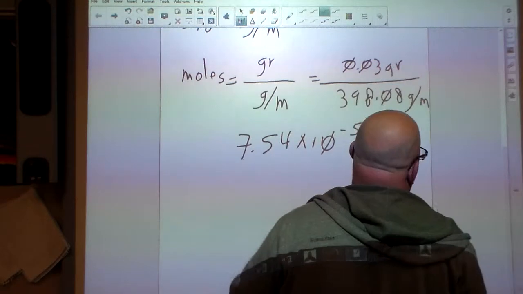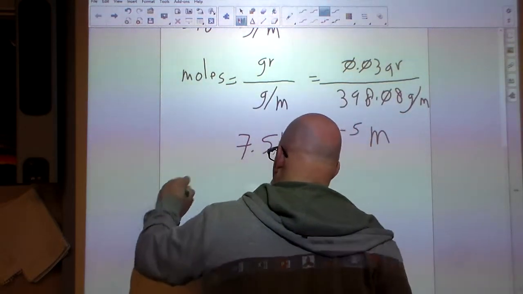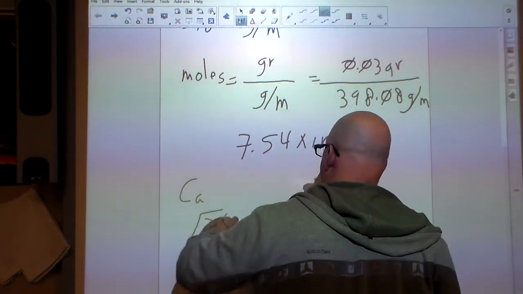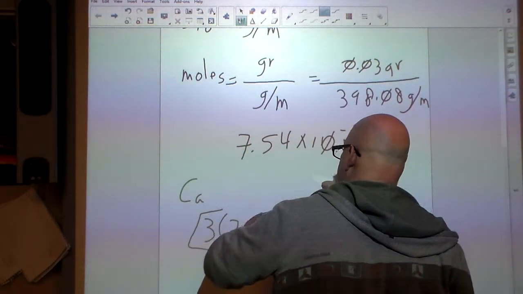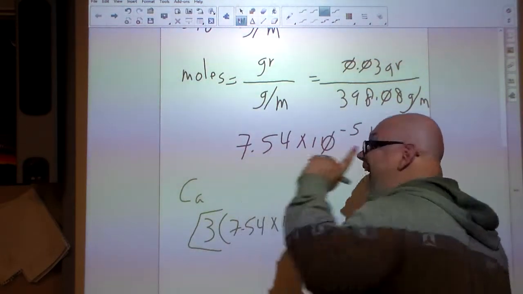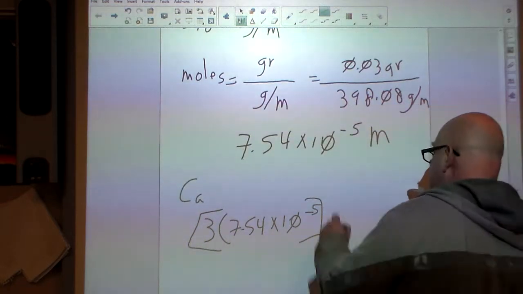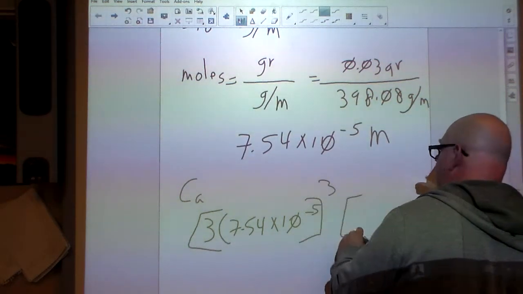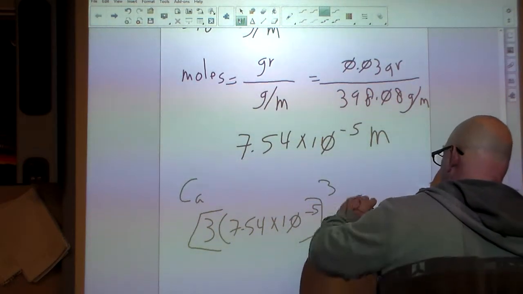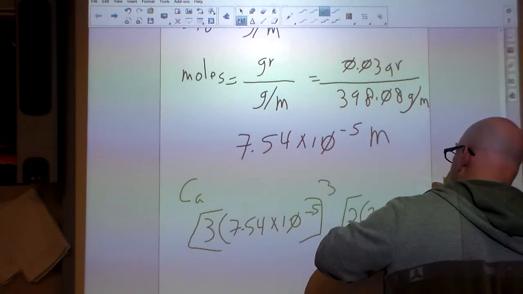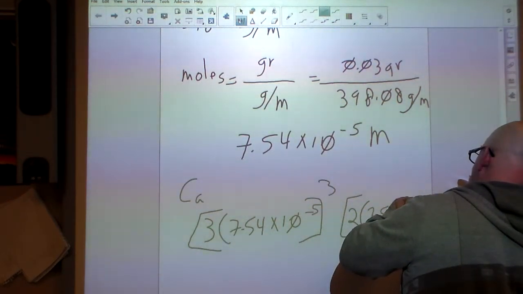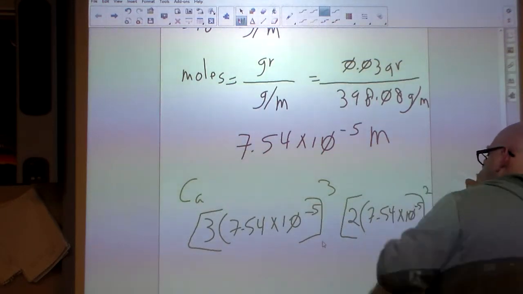So now we have figured out the molar concentration, and we have to go back. Remember that for the calcium, we're going to have 3 times this concentration, because we've got 3 calciums in our formula, and we are going to need to cube that. And we also multiply by the other one, where we look at the arsenate, which is 2 times 7.54 times 10 to the minus 5th, and we square that bad boy.